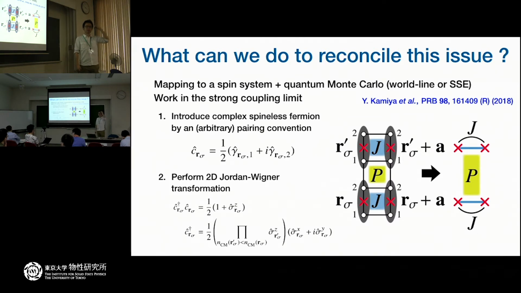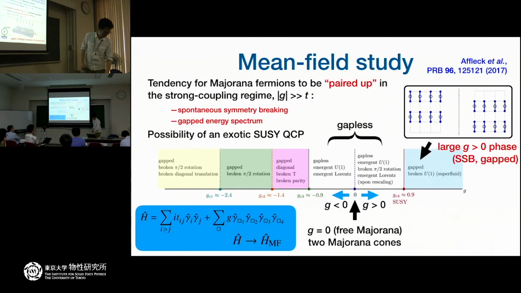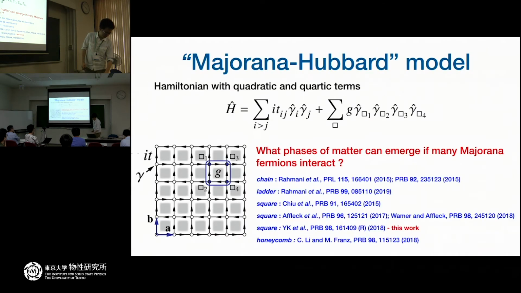Can you remind me of the original model? Sure. Parameters T, G, M. And by strong coupling, you mean G bigger than T? Yeah. Actually, T is 0.